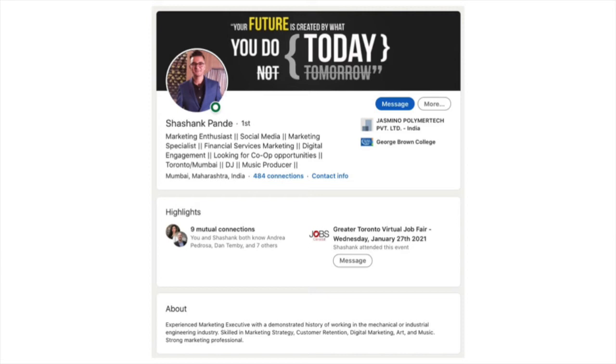And you can see he's got lots of connections here. And his About could be a little bit more extensive, but it says in a very succinct way what it is that he does. Love the photo, love the background. Another strong example of a profile.